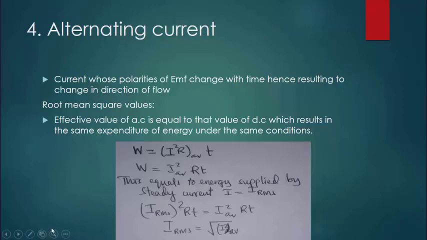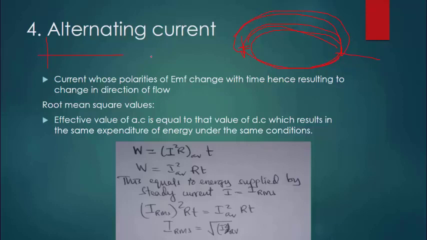For instance, we have positive terminal to negative terminal. Direct current is always flowing in one direction, from positive to negative, positive to negative. But with alternating current, it changes with time. After some time, it goes positive to negative. Again, it goes from negative to positive in the reverse direction.